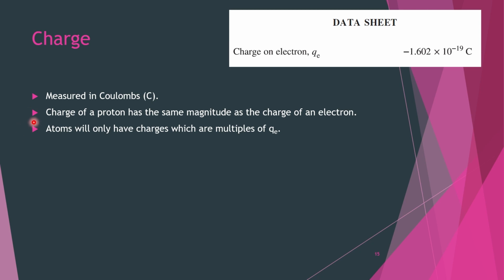And for atoms, which are charged depending on the relative number of electrons and protons, it's fair to assume that atoms should only have charges which are multiples of QE. So for example, if we have an atom with 2 extra electrons, that means its overall charge is going to be 2 times the charge of a single electron.